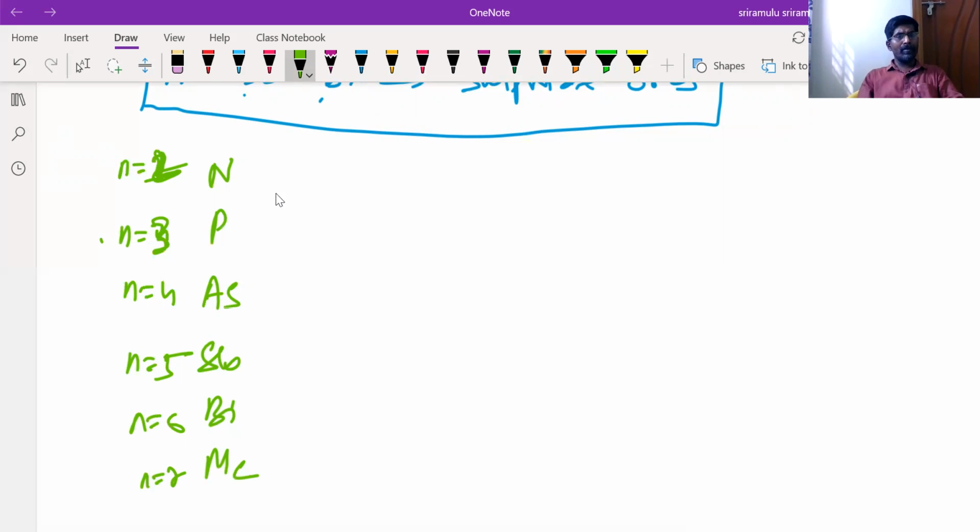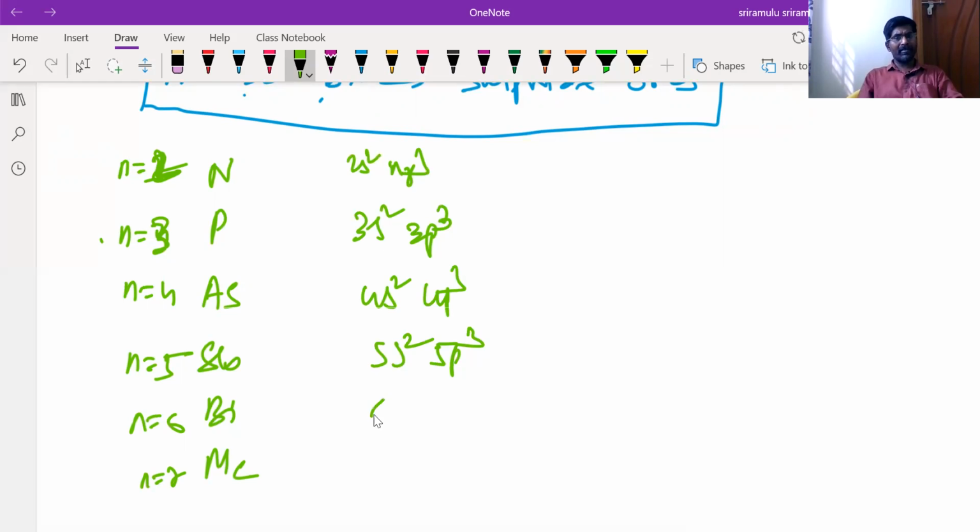Now you know that this means the 2s2 2p3 configuration. Here 3s2 3p3 configuration, now 4s2 4p3 configuration, 5s2 5p3 configuration, 6s2 6p3 configuration, and next 7s2 and 7p3 configuration. So generally, what is the general electronic configuration for the fifth A group elements?